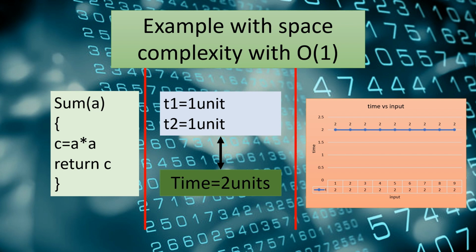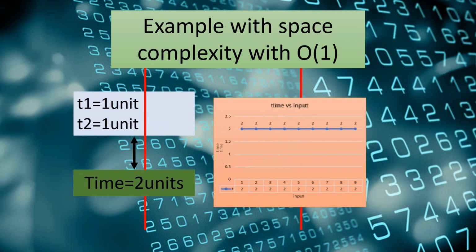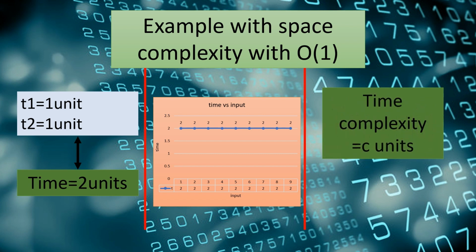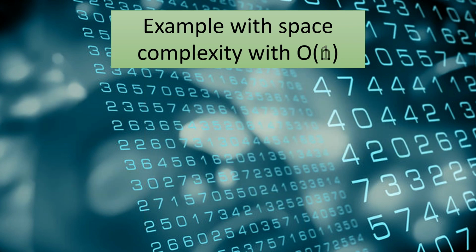Due to it, we will be obtaining a graph which is parallel to the x-axis, where x-axis is equal to inputs. And we can generalize the time is equal to c units. Therefore, time complexity is equal to c units. Therefore, time complexity is equal to O of 1.